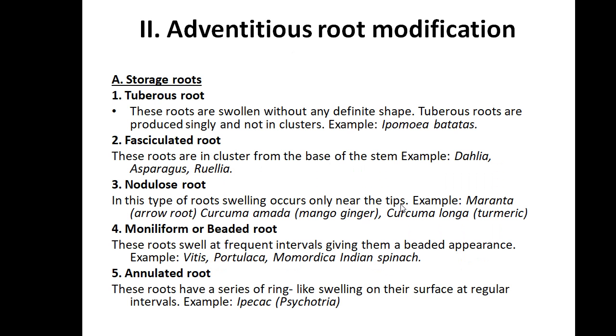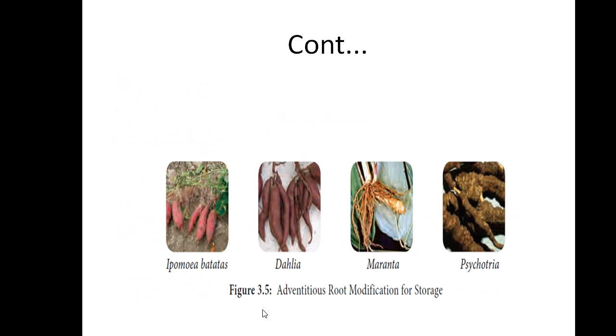Okay, so next I am coming to the moniliform or the beaded root. The root is swollen at frequent intervals, giving it a beaded appearance. It has some beaded appearance here and there, at regular or irregular intervals. Examples are Vitis, Portulaca, Momordica and Indian spinach. An annulated root means the roots have a series of ring-like swellings on their surface at regular intervals. Example, Ipecac, that is Psychotria. It has regular intervals, you can see here.